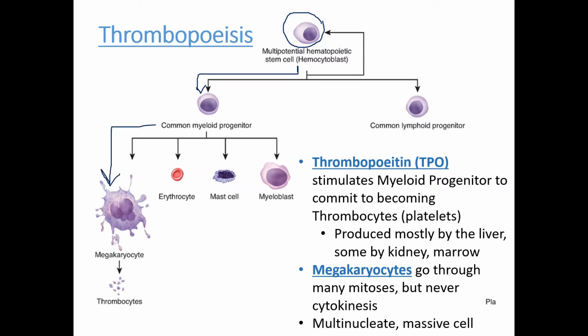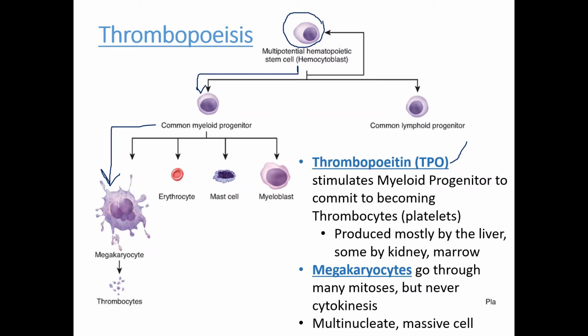megakaryocytes. Okay, and so what is actually going to push the daughter myeloid progenitor cells to become megakaryocytes is a chemical called TPO, or thrombopoietin. Okay, once again, this chemical, which is produced mostly by the liver and to some extent by the kidney and the bone marrow, so a lot of different organs can actually produce TPO, but essentially when it binds to receptors on the surface of a myeloid cell, it is going to trigger that cell to produce megakaryocytes.